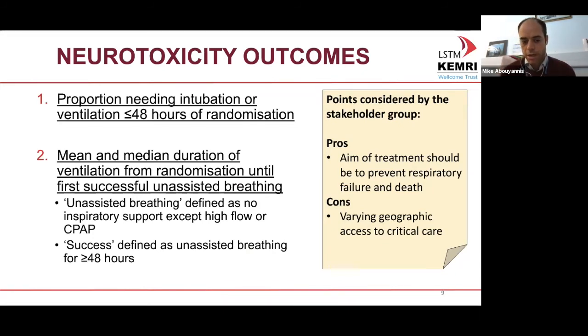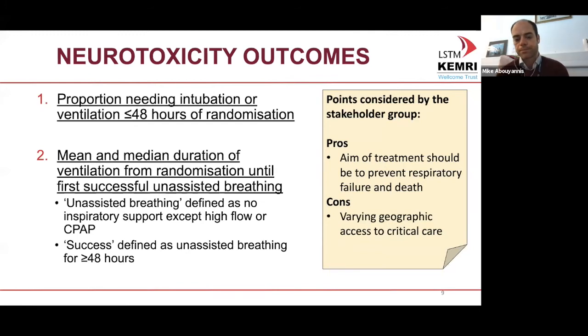And these terms are defined. So unassisted breathing is defined as not requiring any inspiratory support except for high flow or CPAP. So only bi-level pressure ventilation would meet the criteria for assisted breathing. And success is defined as stopping assisted breathing and staying off it for 48 hours, essentially. So often when people are weaned off a ventilator, they may then relapse and need to go back onto the ventilator, and it can get quite difficult to define the duration of ventilation unless a clear definition such as this is used.